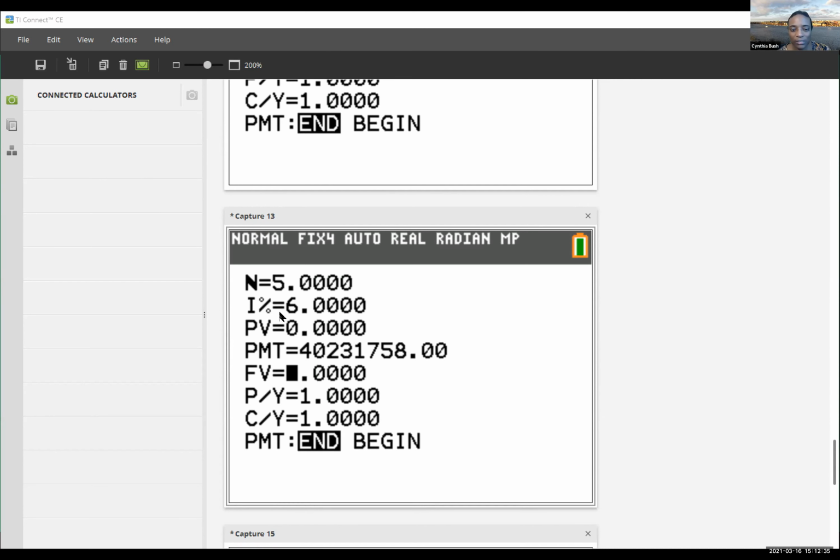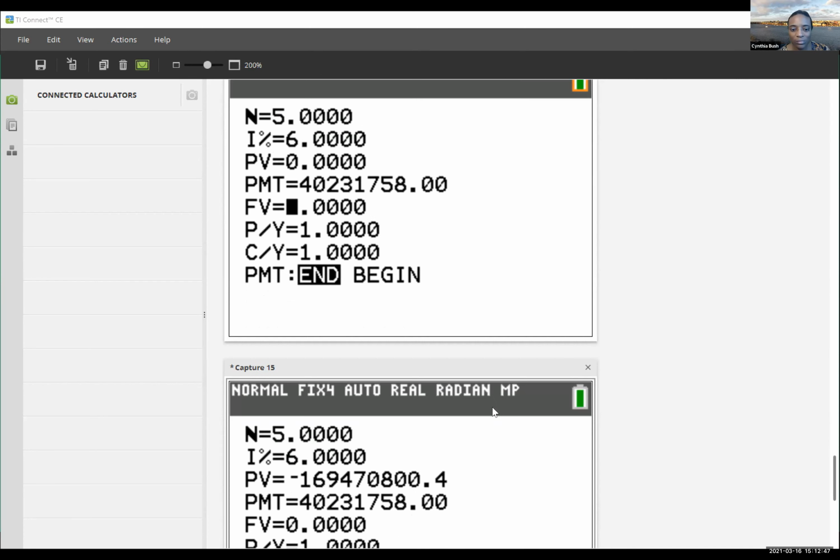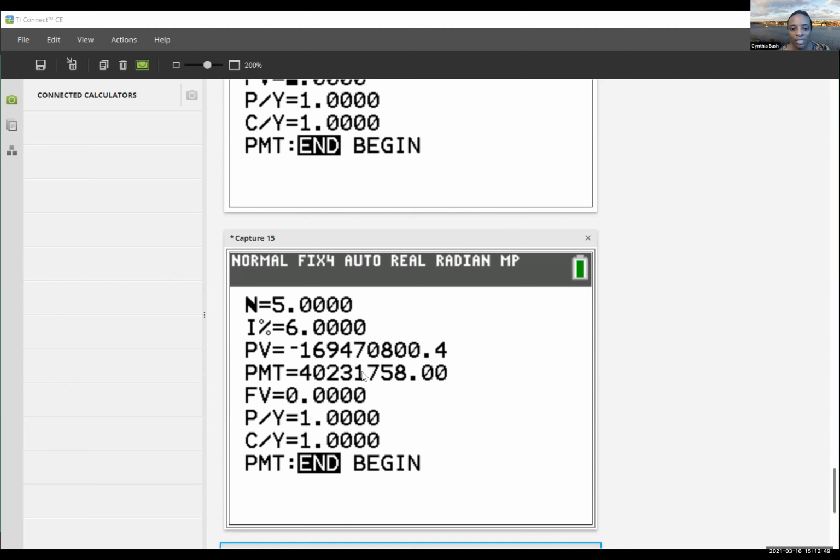Then I scroll down to the I line, and if my cursor wasn't already there, I scroll down there and I typed in the interest rate, the discount rate, which is 6%. So I just put 6 and enter. Then I scroll to the present value line. This is what I'm looking for, and I hit my alpha key and my enter key, and I solve for present value.